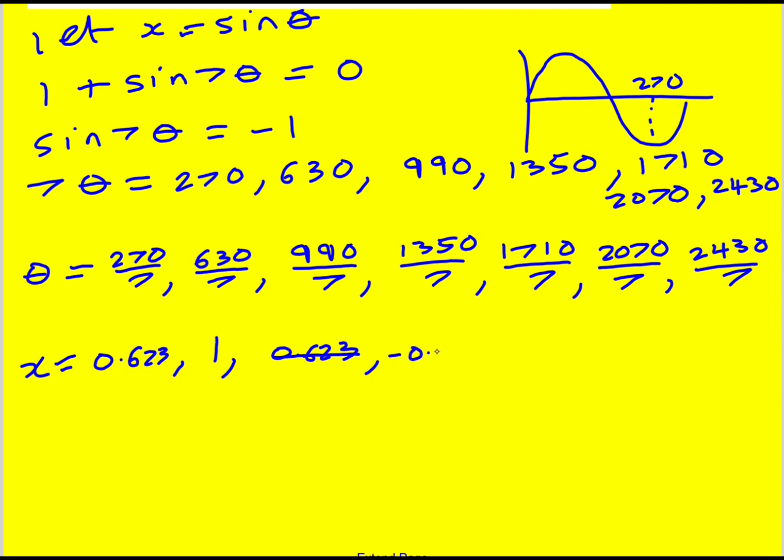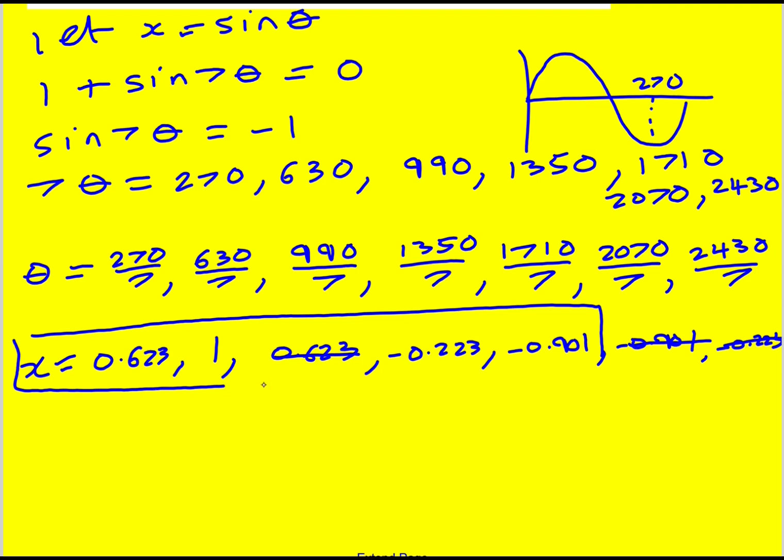Next one gives minus 0.223. Then we get minus 0.901. The next one is the same, so just going to ignore it. And then we get another minus 0.223, so we're going to ignore that. And therefore, these are answers to 3 decimal places.